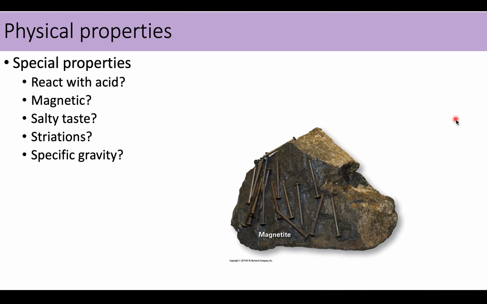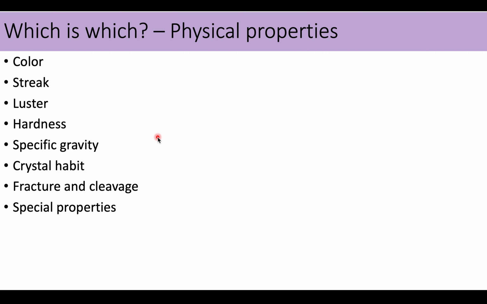Then there are also some important physical properties that we just call special properties because they are not common in all minerals, but you should always test for them. Some being, does the mineral react with acid? Is it magnetic? Does it taste salty? Does it have striations, which are like stripes or ribbed lines on it? And then the specific gravity, or its weight. Is it super, super heavy or is it super, super light? These are the things that are going to help you determine which mineral is which.